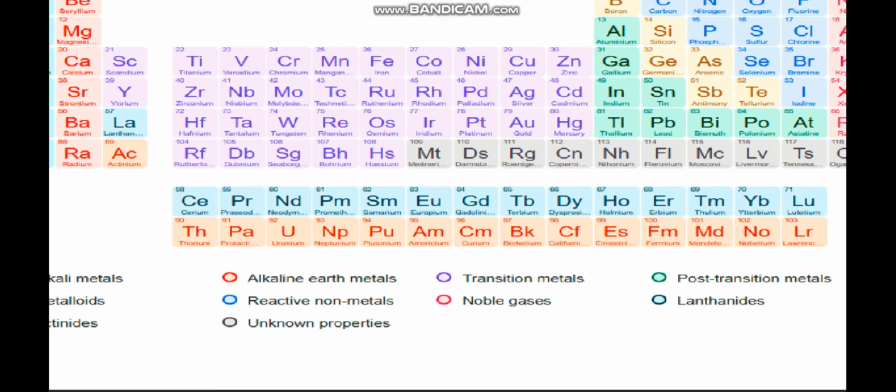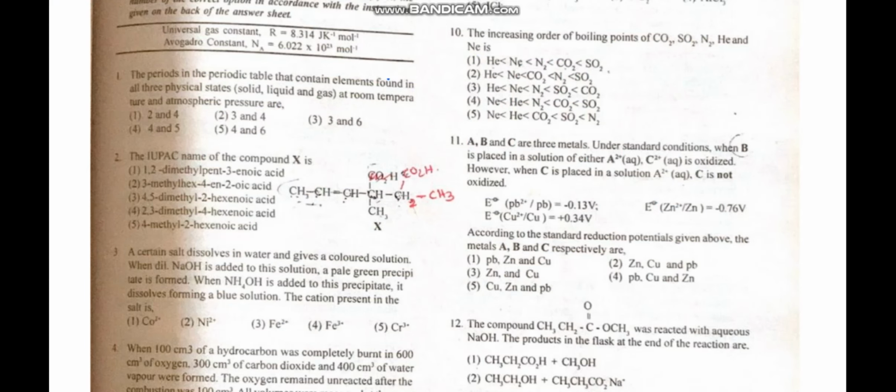So here you have the periodic table. You can see bromine is in the 4th period, and mercury is in the 6th period. So periods 4 and 6 will have elements in all three physical states. Therefore the answer for the first question is the 5th answer. The first 10 are actually very simple, so we can go on discussing.